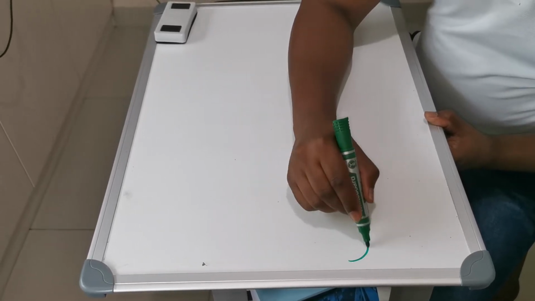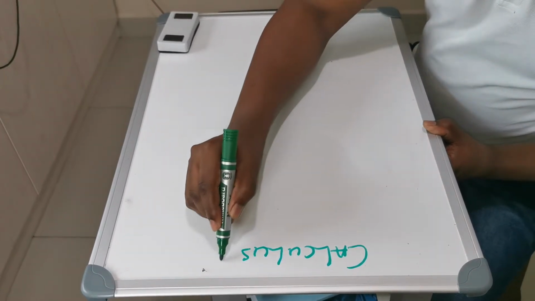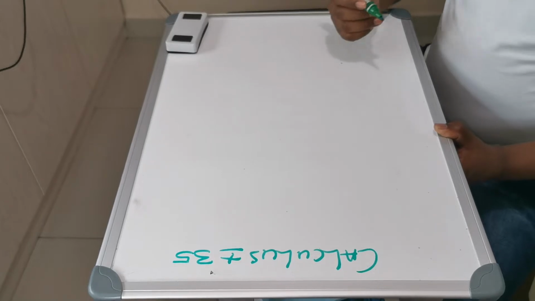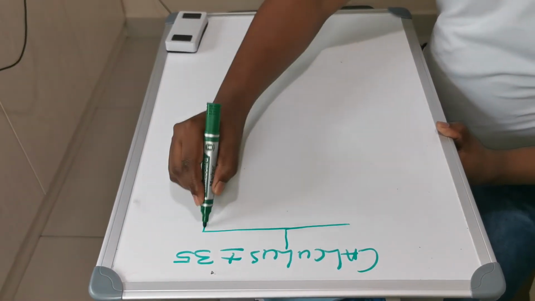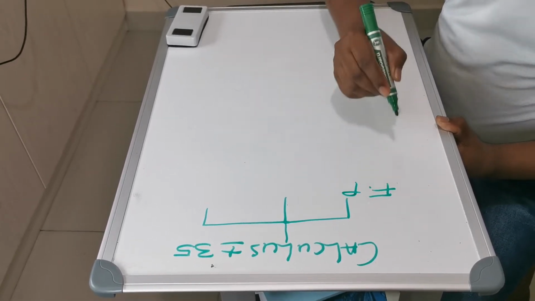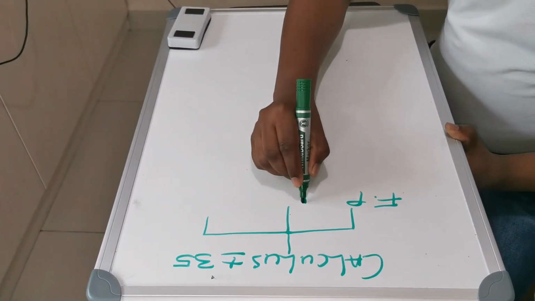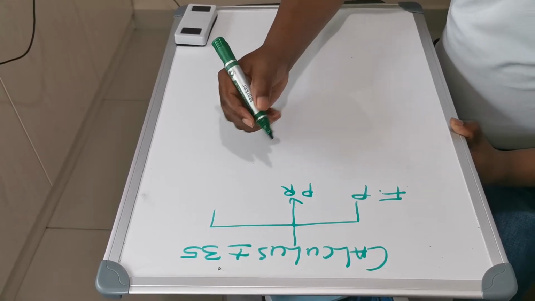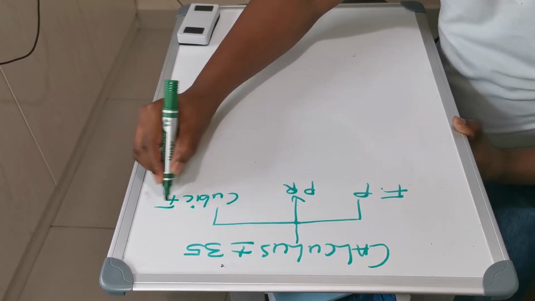Today, I want us to start with what we call calculus. And calculus is plus or minus 35 marks on your final paper. But then the calculus is divided into three. There is the first one, which is what we call first principle. We are deriving using first principle. The second one, we are deriving using power rules. And after that, we'll be looking at what we call cubic functions.